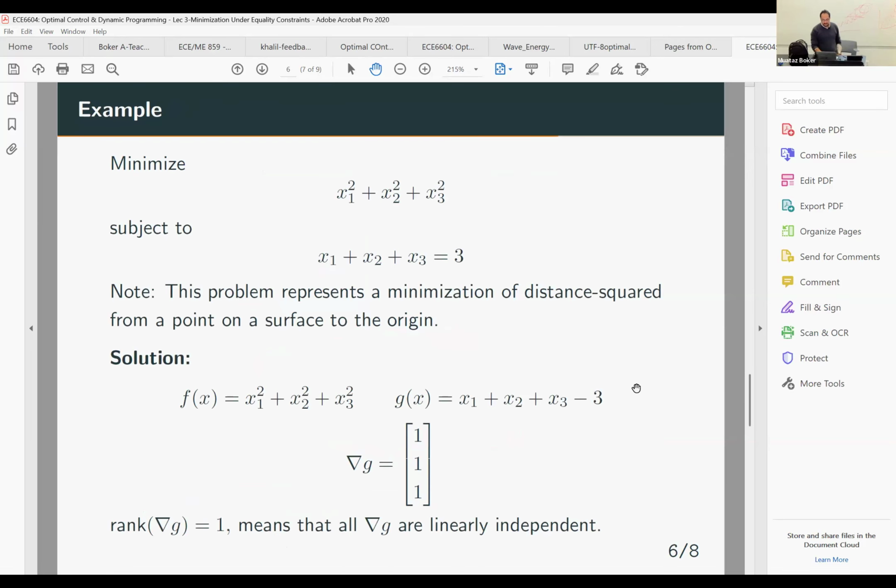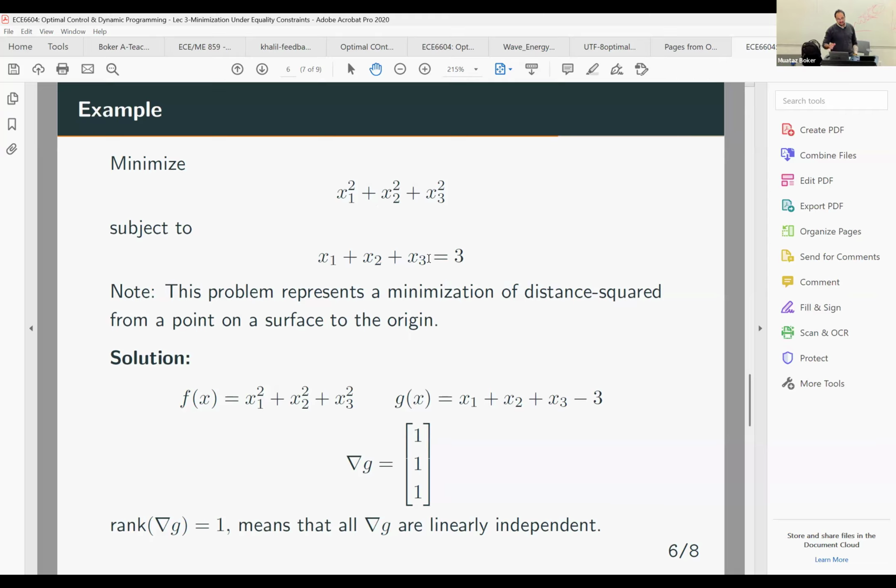Okay, let's move to the example. So here's the example. Minimize this function subject to this constraint. Okay? So this is a function, a nonlinear function. The function is a function of a vector of 3 elements, x1, x2, x3, subject to a constraint. I have only one constraint here in this case, which is this one.